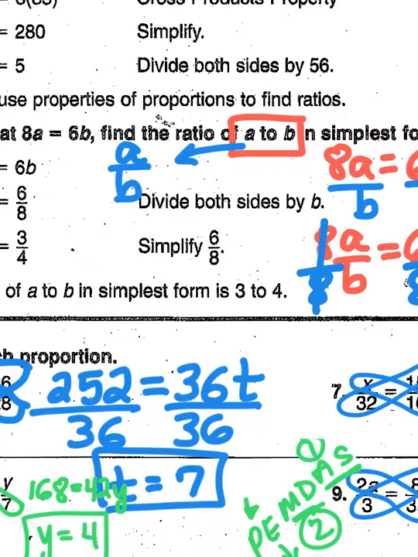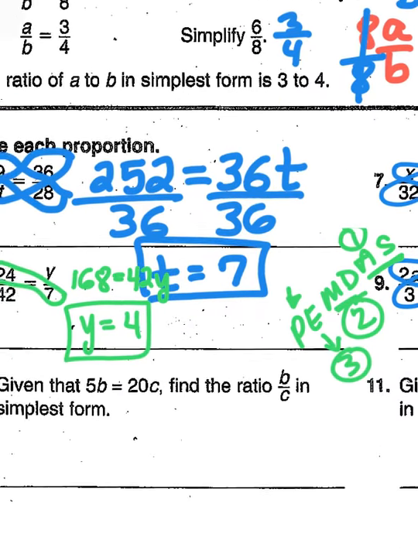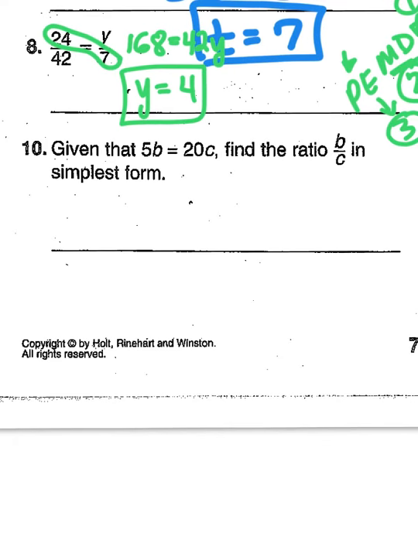But then 6 over 8, you need to simplify it. By 2, 6 would be 3, and by 2, 8 would be 4. So then the fraction would be 3 over 4. But since they wanted it in the form of a to b, it would have to be 3 to 4. And this is the final answer. Okay? So let's go ahead and try the bottom, number 10.